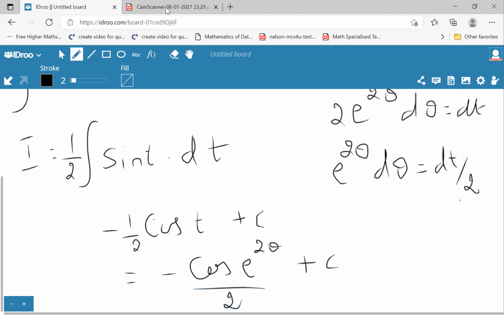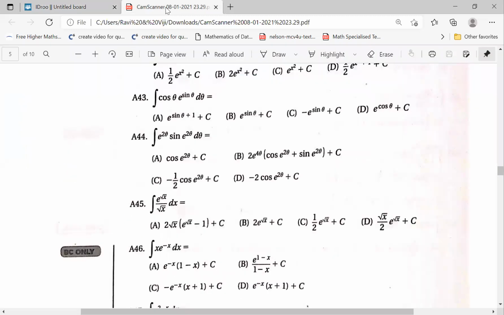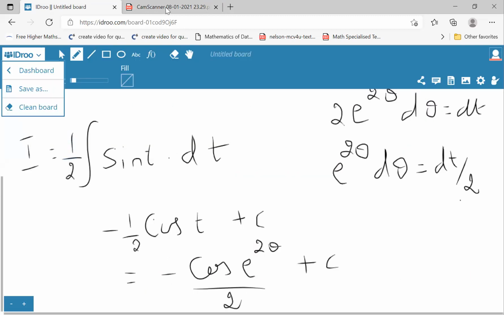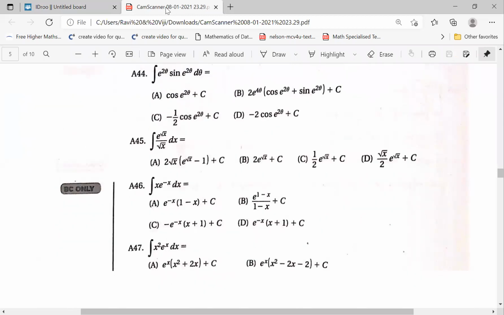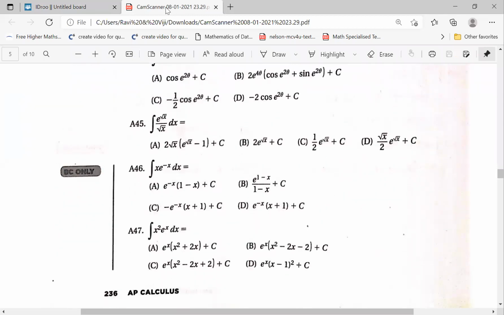So you can see that minus half cos e to the power of 2 theta plus c. So c should be the correct option. All right. Now coming to the 45th one, integration of e to the power of root x by root x dx.